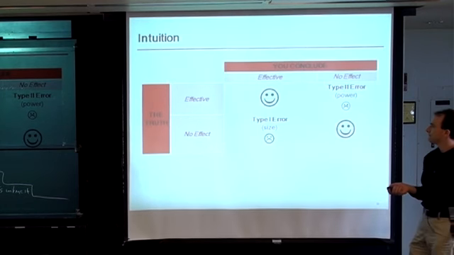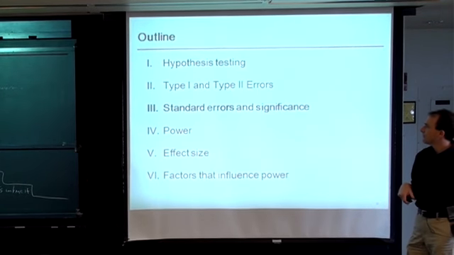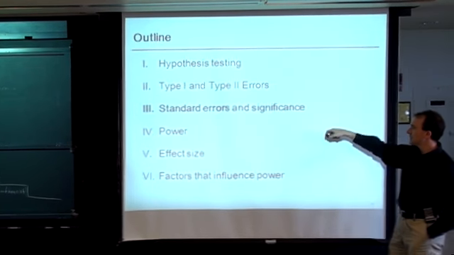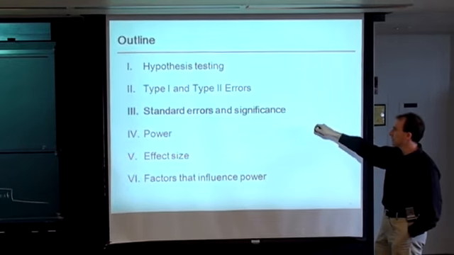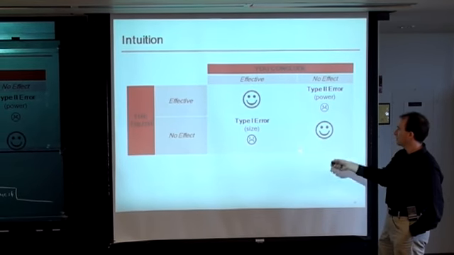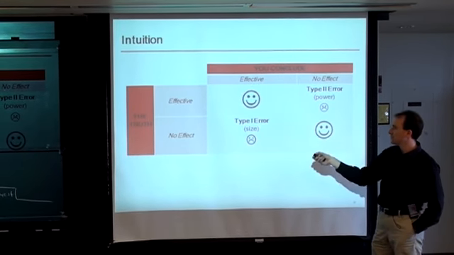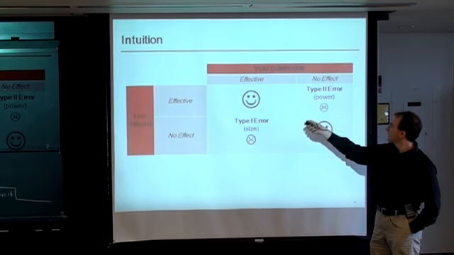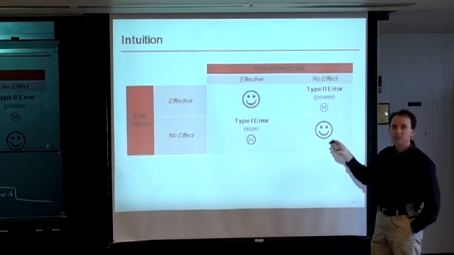Okay? Okay. Now, in some sense, the next two things, standard errors, are about this box size, what happened, sort of size, and power is about this box, or these boxes.